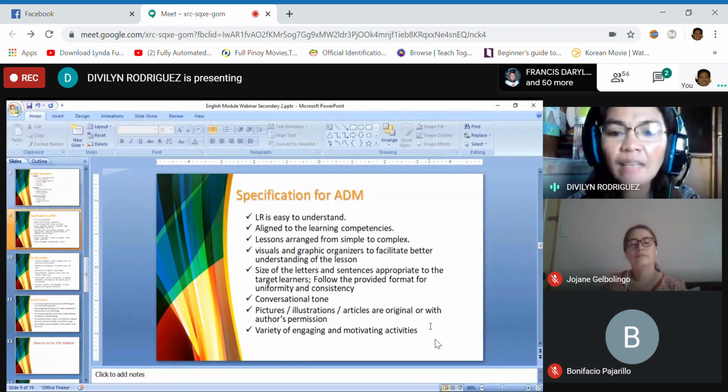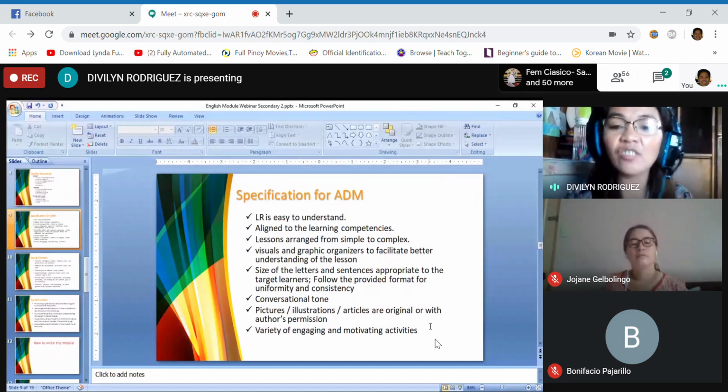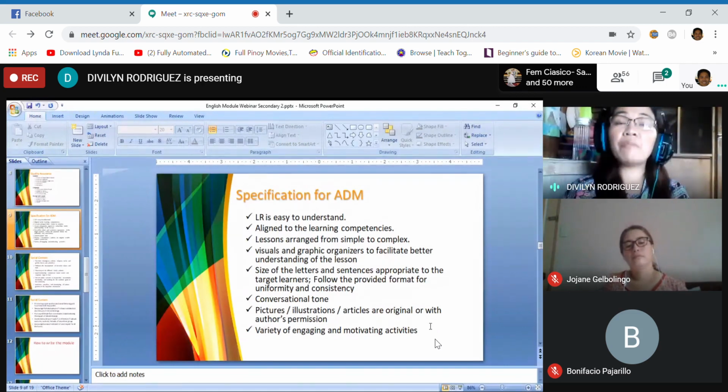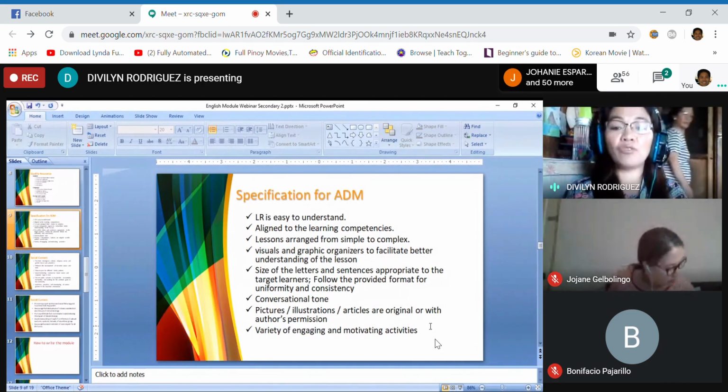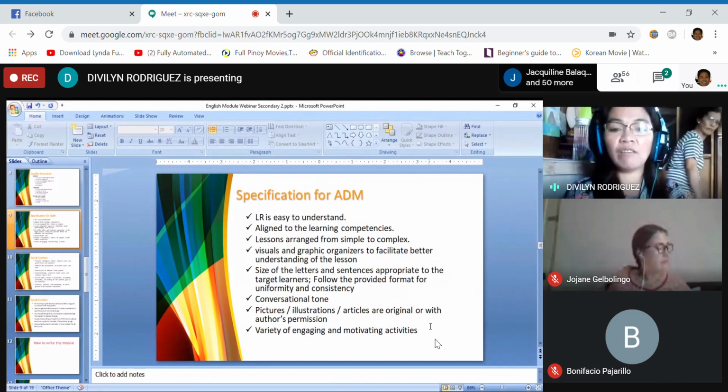The size of the letters and sentences should be appropriate to the target learner. So sabi ni Ma'am Aubrey kanina, ang font size magde-depend yan kung ano ang key stage na sinusulatan natin. And to be safe, let us not change the font size of the module for consistency and uniformity. Next is, it should be conversational. So later, I am going to show you a sample of a module that is conversational.